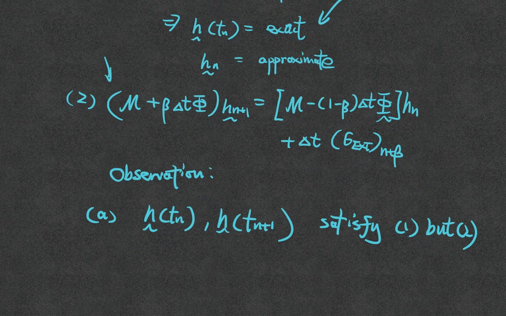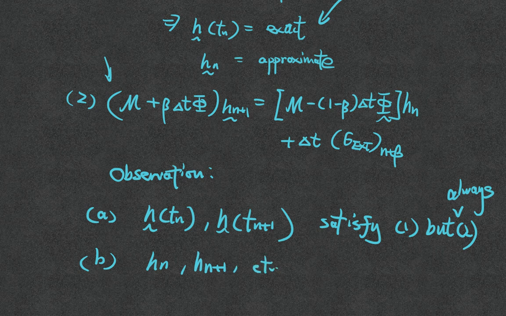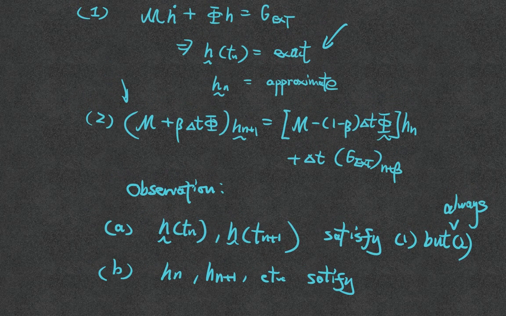Okay. Now, that means the exact solutions are not necessarily the same as the discrete solutions, not always. In special cases they might be. On the other hand, if you have the discretized solutions, should this satisfy equation one? It won't. You're just approximating it, so it will satisfy one, but not the other.